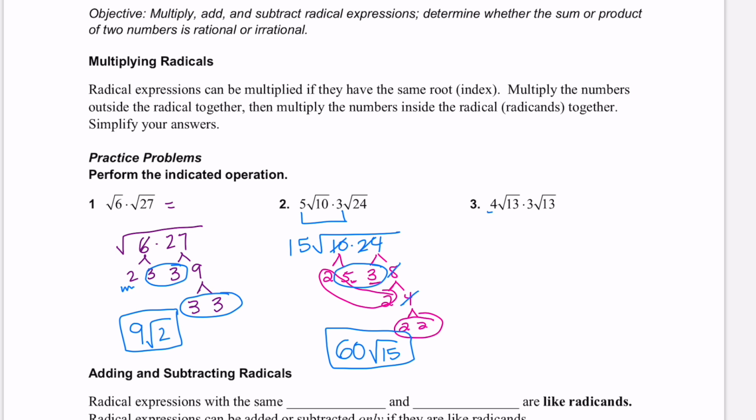On number 3, we're going to multiply the outside numbers. 4 times 3 is 12. And then on the inside, 13 times 13, both of those are prime, but they are exactly the same. So we're going to take that 13, pull it out front, and multiply 12 times 13. Now I actually don't know what 12 times 13 is, but I know that 12 times 12 is 144. And if I add another 12 to that, that will give me 156. And that will be my answer there.